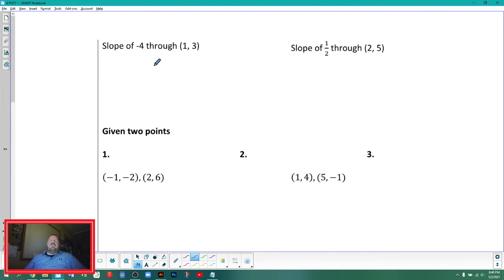Got 2 more. Maybe I'll do one of these the point slope way and one of these the slope intercept way. I'll do this one the slope intercept way, the solve for b idea. Slope of negative 4. Put my x and my y in.